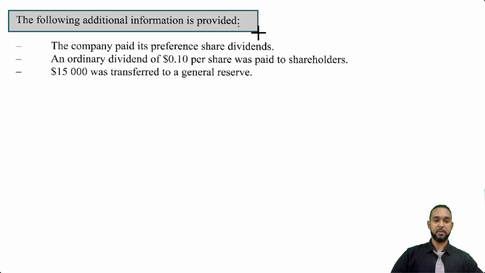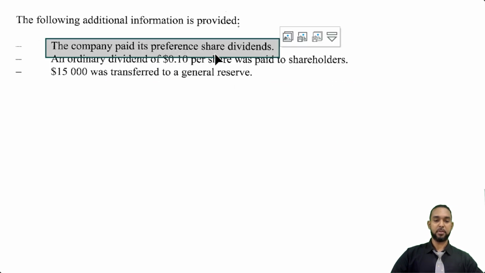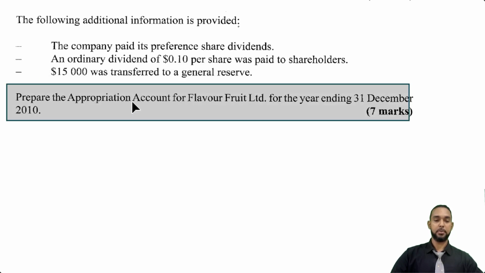Let's take a look at part B, shall we? So they give us a bit of additional information here. We have 3 items. Let's take a read of each one. It says that the company paid its preference share dividends. Okay, no problem. Then an ordinary dividend of 10 cents per share was paid to shareholders. And finally, $15,000 was transferred to a general reserve.